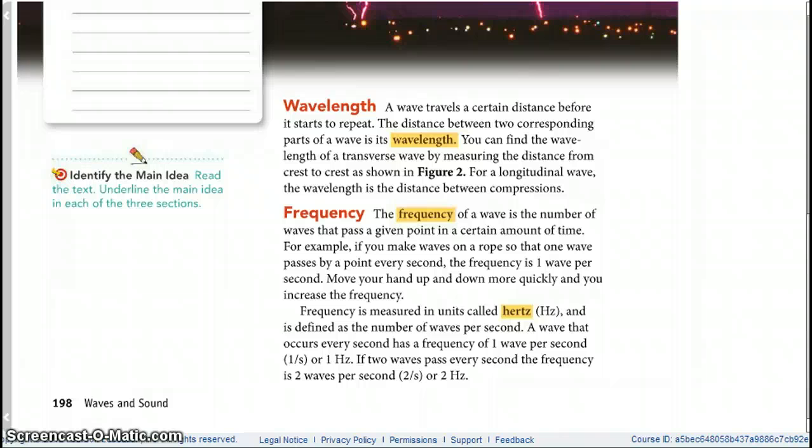Frequency. The frequency of a wave is the number of waves that pass a given point in a certain amount of time. For example, if you make waves on a rope so that one wave passes by a point every second, the frequency is 1 wave per second. Move your hand up and down more quickly and you increase the frequency. Frequency is measured in units called hertz and is defined as the number of waves per second. A wave that occurs every second has a frequency of 1 wave per second, or 1 hertz. If 2 waves pass every second, the frequency is 2 waves per second, or 2 hertz.